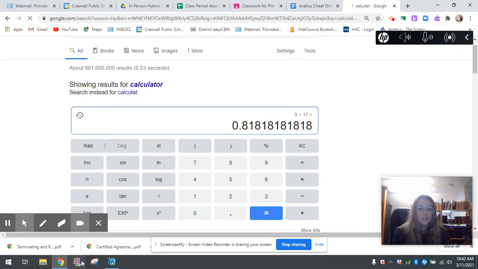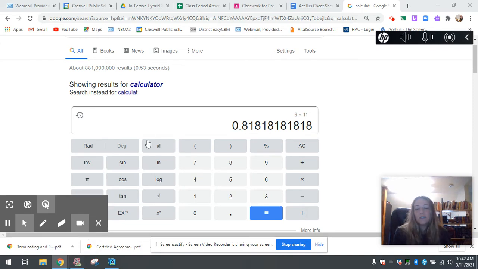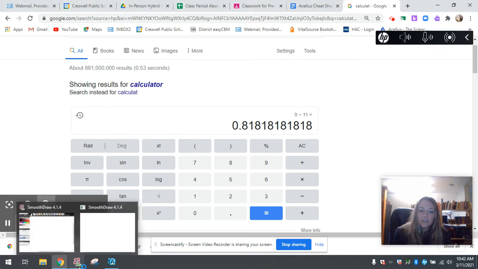0.818181818181. So if I were writing this on a piece of paper to show that we have a repeating decimal, hold on, I'll get my screen draw up. I can't deal with this lagging internet. Do not have time for this.